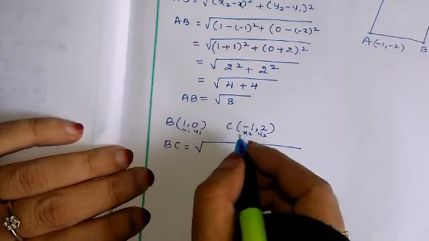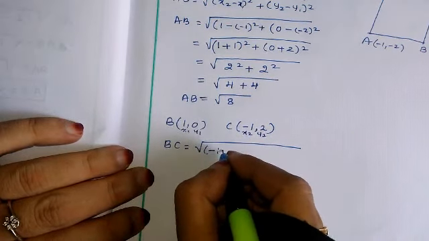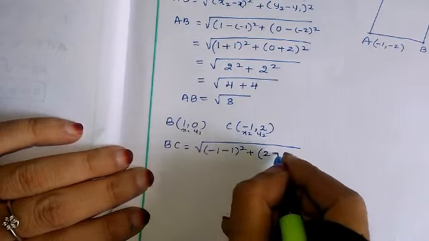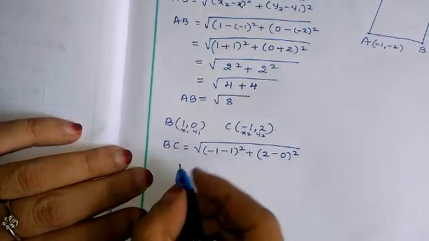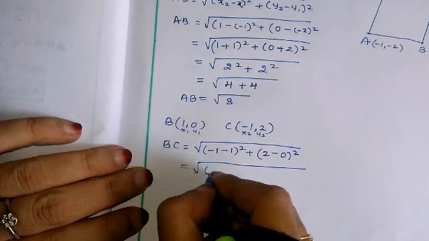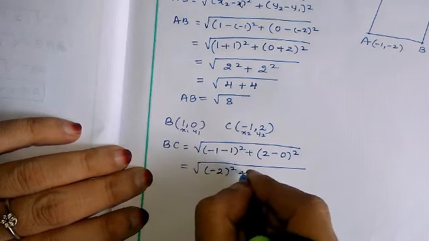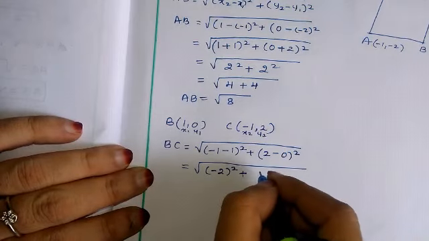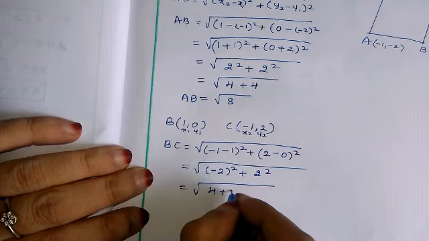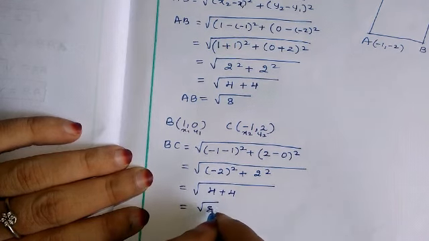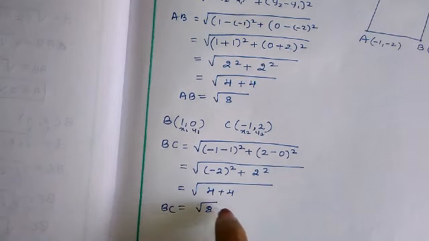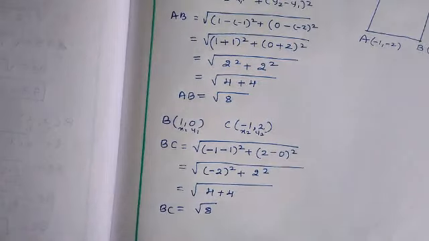So I will directly substitute (x2 minus x1) whole square plus (y2 minus y1). Okay, root of (-1 minus 1), minus minus plus 1 plus 1, so the sign will be minus, and 2 square as it is. Minus 2 square is nothing but 4, 2 square is 4, 4 plus 4 is root 8. Again BC is root 8. Root 8 you can write as 2 root 2 also. We know that 4 2s are 8. Okay, root 8, BC we got.